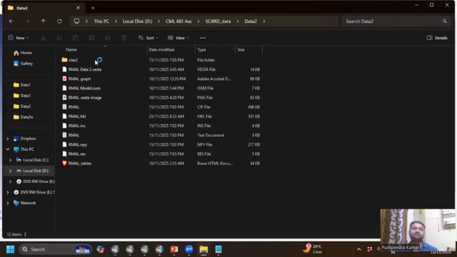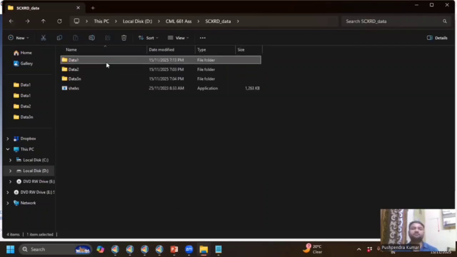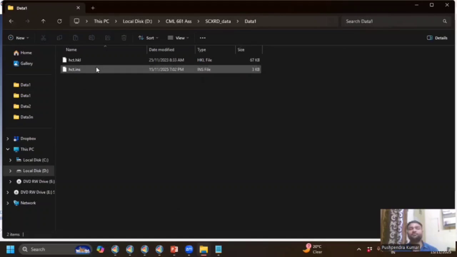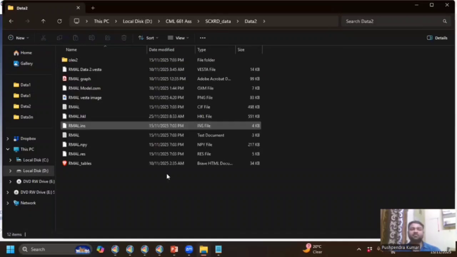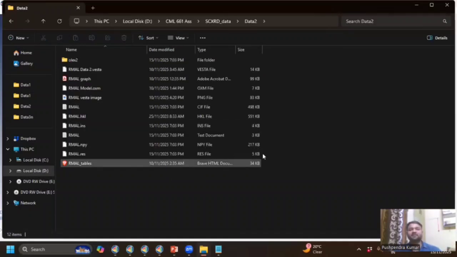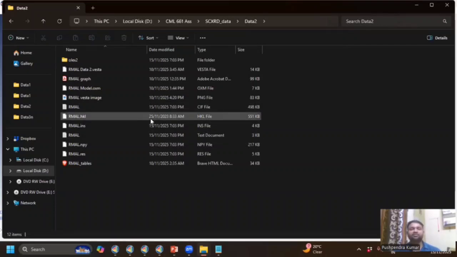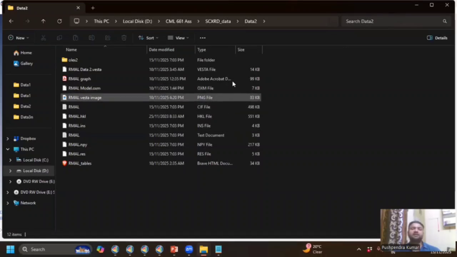As you have seen here in data 1, there are only two files, which were given by the professor. As we solve the structure, we can see that the number of files increases, meaning after solving the structure by OLEX, other files are also generated. So what are these files? This is the zip file, this is the OXM file, and these are other different types of files corresponding to that structure.